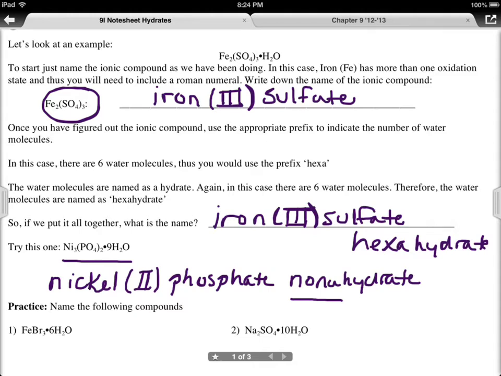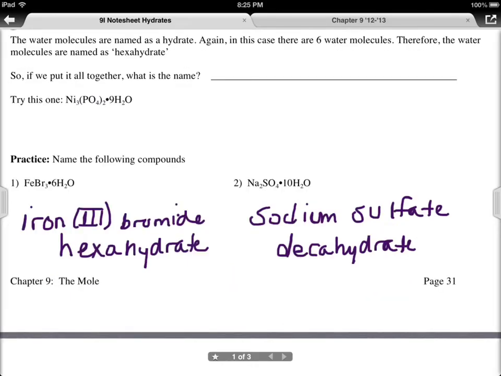Practice naming the following compounds down below. This one here and this one here. Just pause this. I'll be back with an answer in a second. Okay, check your answers. First one should be iron(III) bromide hexahydrate. Hexa meaning 6 for the 6 water molecules. And the next one is sodium sulfate decahydrate because there's 10 water molecules in that formula.